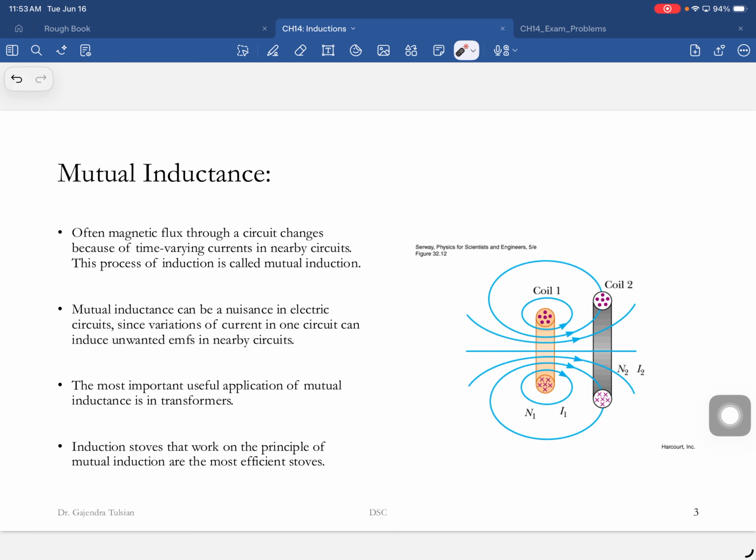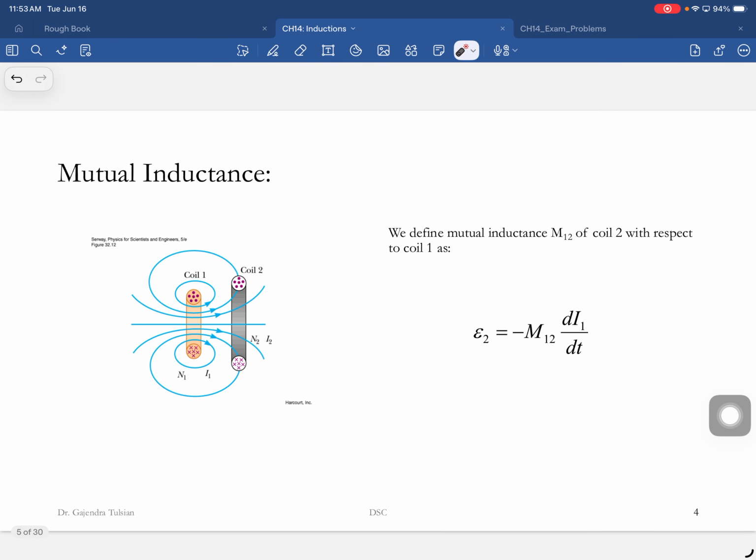The most important application is that, and you just saw how induction stoves work in principle, and they're the most efficient stoves. So mutual inductance is telling you what kind of EMF you're inducing in the secondary coil when the rate of change of current in the primary coil is that. If the coupling is stronger, the mutual inductance, which measures the coupling, is larger. So the mutual inductance is the proportionality constant. The EMF induced in the secondary coil is proportional to the time rate of change of current in the primary coil.